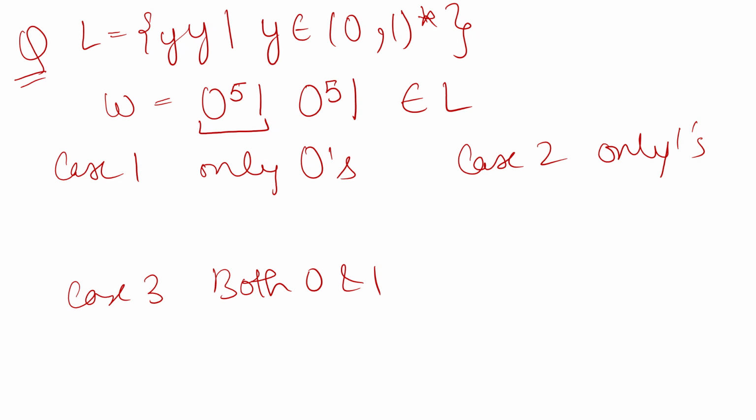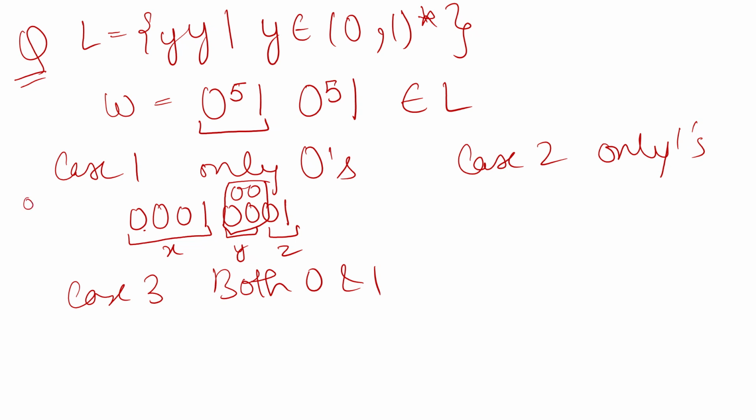When we take only zeros, we can take any number of them. Suppose 0001, 0001. So x, y, z. When we take x y squared z, this will become 4 times zeros. Will this string still be equal on the right-hand side? That means here we have 0001. Will we have 0001 here? No. So it does not belong to L.